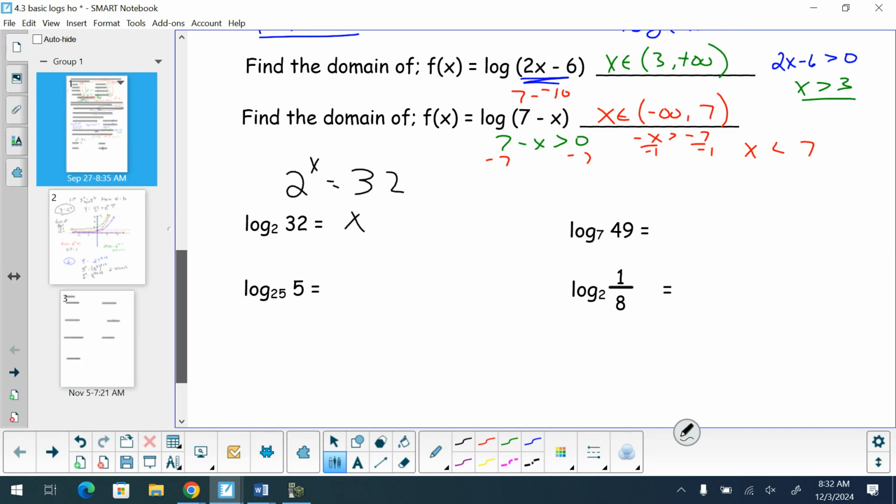Now I feel a little bit more comfortable with this. 2 to what power gives me 32? But what's the value of x? 2 to what power? Sammy? 5. X equals 5. Or I could write this, going back to what we did yesterday, 2 to the x equals 2 to the 5th power. So x equals 5.